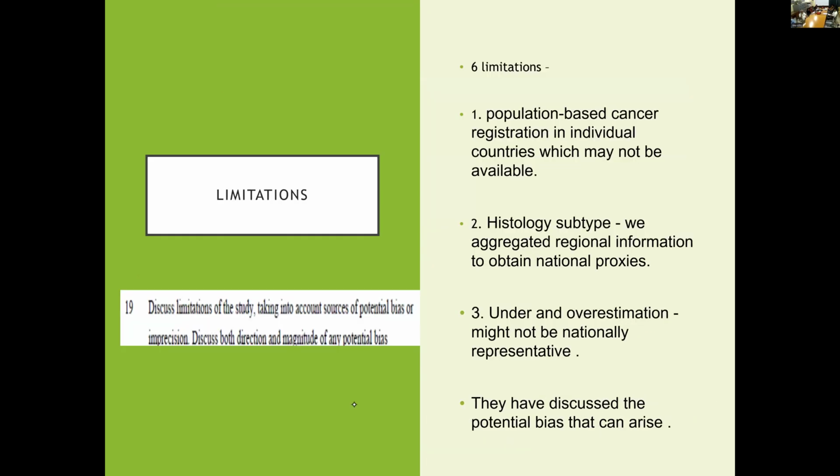Limitations: you discuss the limitations, taking into account potential bias or imprecision, and give the direction for any potential bias. Here they have discussed 6 limitations in the study, and I have just put 3 of those. They said that with a population-based cancer registry, some data may not be there. For some histological subtypes they used a national proxy, so that may not be fully correct. Some overestimation and underestimation might be there, so it may not be representative of the national real data. They have mentioned the limitations very well, and discussed the biases that can arise because of this.